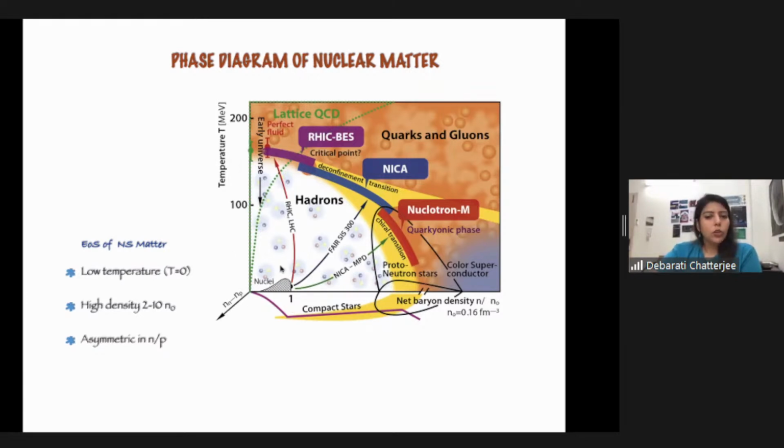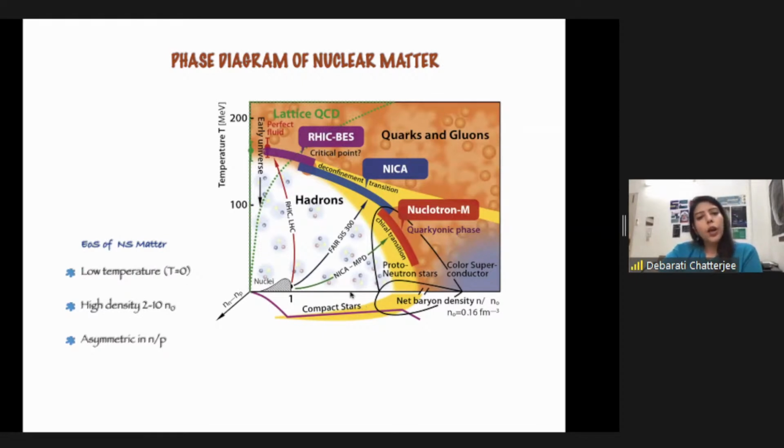So nuclei or nuclear experiments happen around 1 times saturation density. On the other hand, compact stars span this entire density range, going all the way from nuclear experiments to several times normal nuclear matter density. Okay. But the other thing to notice is that these are both at 0 temperature. So they are both cold.